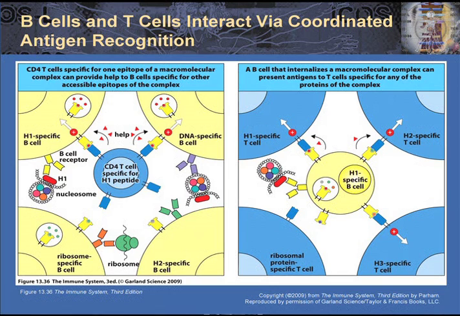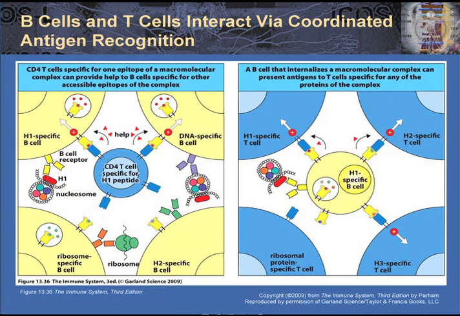In the example at the upper left-hand corner, the B cell receptor has an antibody that's specific for histone 1, or H1, takes up, processes it in its endosome, and then delivers a peptide from histone 1 to the T cell, and the T cell is very happy as a result.